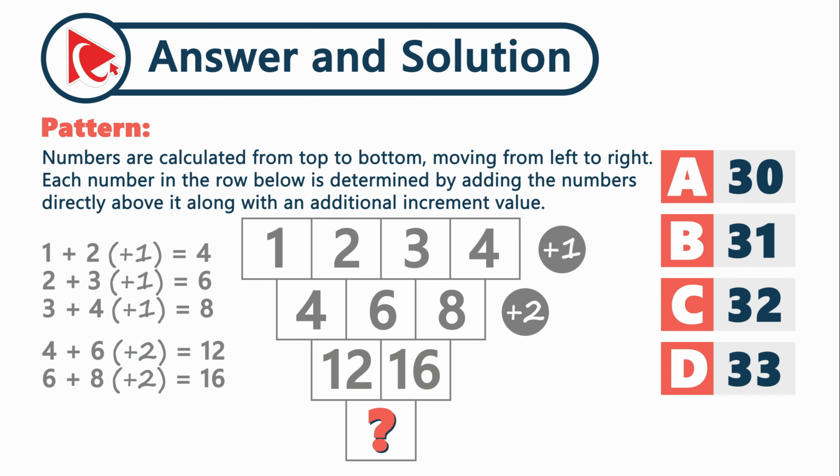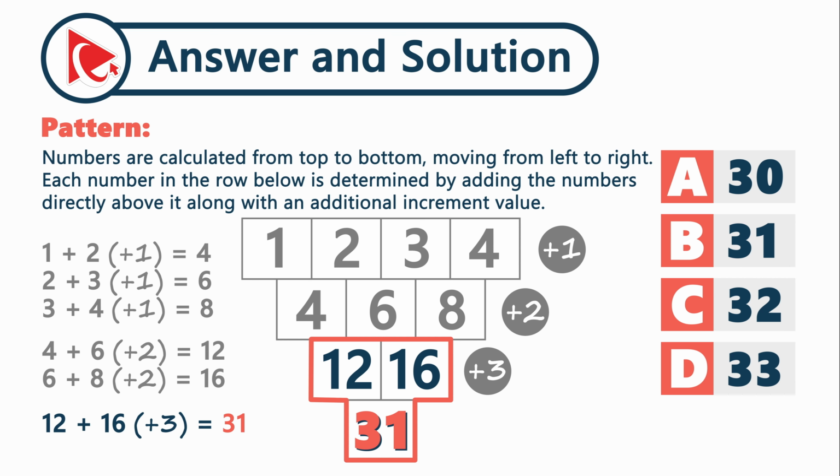And you know what time it is? It's the magic time to calculate the missing number. 12 plus 16 plus 3, which is the new increment, equals 31. So the correct answer here is choice B, 31.